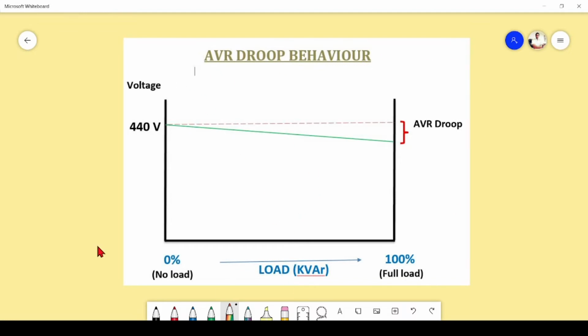Till now we should have some idea what an AVR is. Suppose in this graph the x-axis is load, but this time reactive load, kVAR, from 0 to 100% load change. In the case of AVR, the y-axis is not frequency or speed, it is voltage, because the AVR is handling EMF. So when there is AVR droop at 100% load, the AVR will not maintain 440, I mean the rated voltage. It will be less than the rated voltage by some percent. It depends on the droop setting, 2%, 3%, depending on the system requirement.